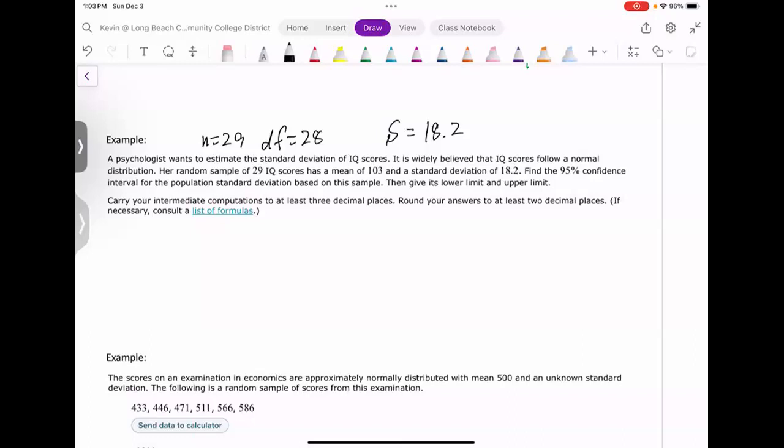Find the 95% confidence interval for the population standard deviation based on this sample. All right, so they want 2 decimal points afterwards. Here we go. And they only want the standard deviation for this one. So let's draw our little curve and I'm going to split up our alpha. Alpha in this case is 5%, so half of 5% is 2.5%.